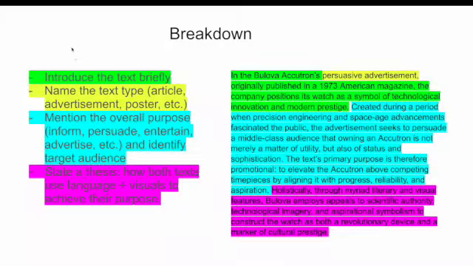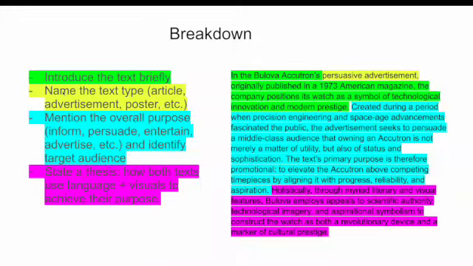So the first requirement is to introduce the text. So in the Bulova Accutron's advertisement, originally published in a 1973 magazine, the company positions blah blah blah. So we know what company it is. Sorry, the company is Bulova. The product is Accutron, I think. And we know that it's been published in the 1973 American magazine, and we know what the purpose of the text is very briefly.